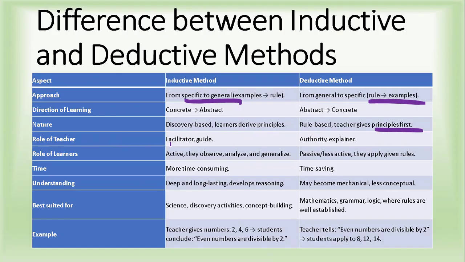Next, role of teacher. In inductive method, role of teacher is facilitator or guide. Here, role of a teacher is authority, explainer. Role of learners: active, theory observer. They observe, analyze, and generalize. Here, learners are passive, inactive. They apply given rules.